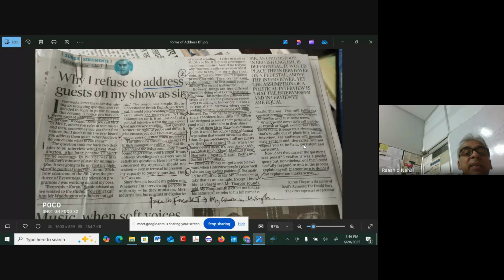Now he is answering. He says that there was an interview, he wanted to interview David Waddington, who later became Britain's Home Secretary. In 1983, he was Mrs. Thatcher's Minister of State for Immigration. And it was going to be his first high-profile political interview. And his boss, who was Samir, he advised him that never address him with sir. Why? Can you make out now?